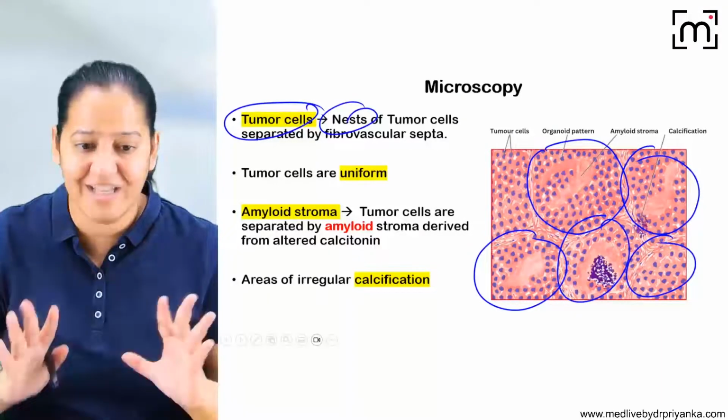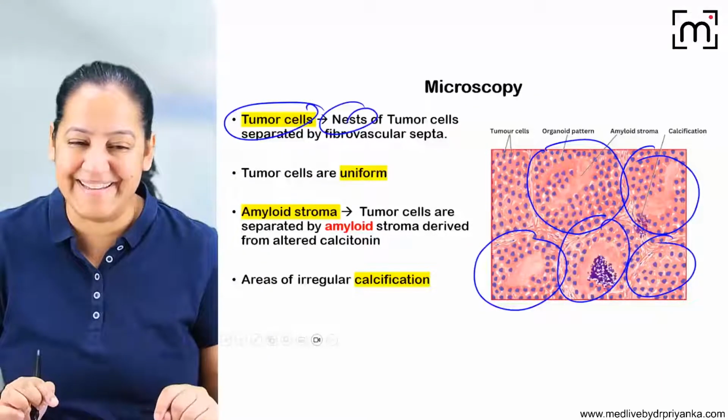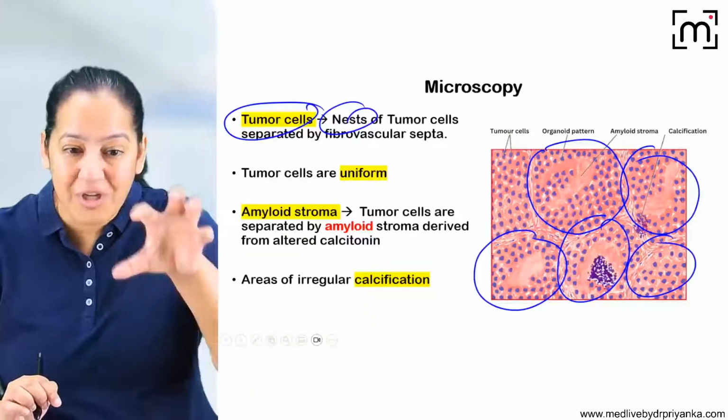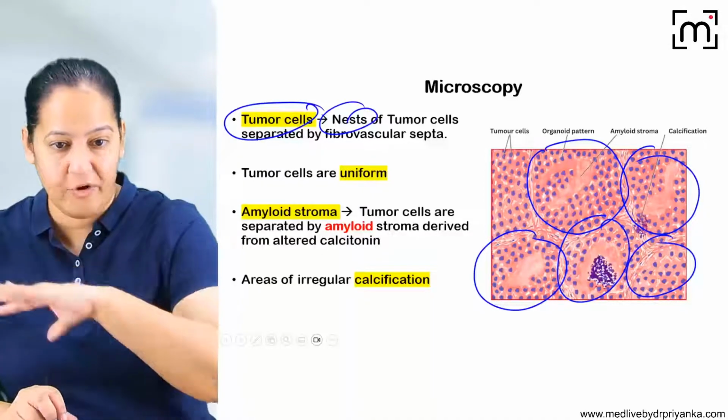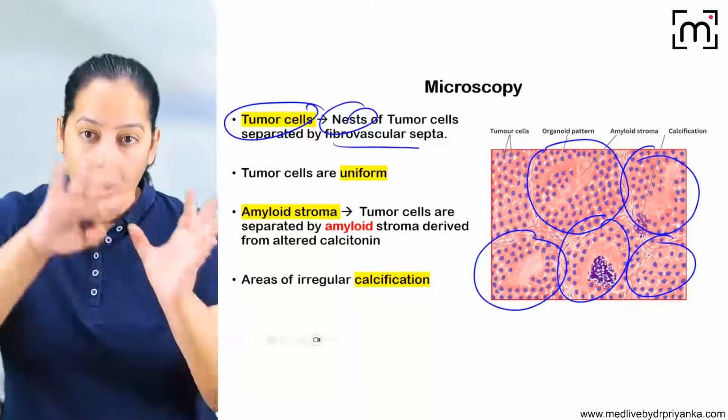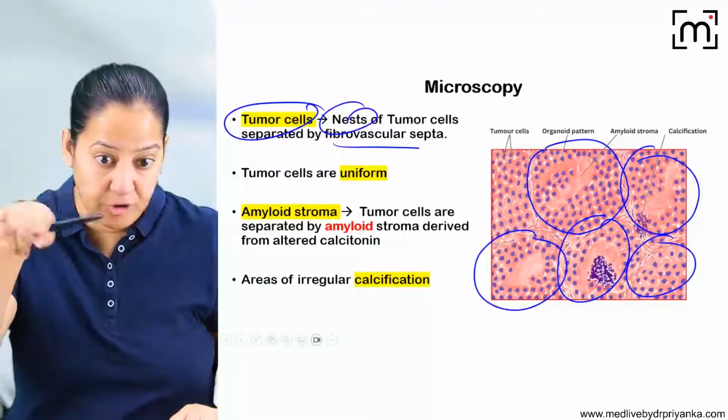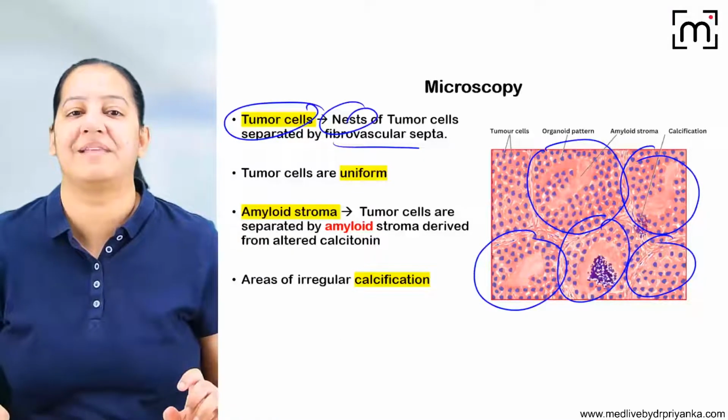First say the arrangement. The arrangement is not papillary. The arrangement is not follicular. It's small clusters. That is known as nesting pattern. And they are separated from each other by fibrovascular septa. All the nests are separated from each other. I have drawn them in blue color. These are the fibrovascular septa.